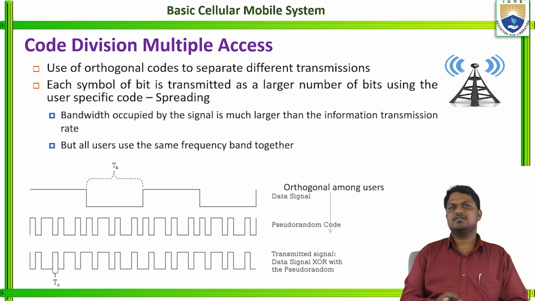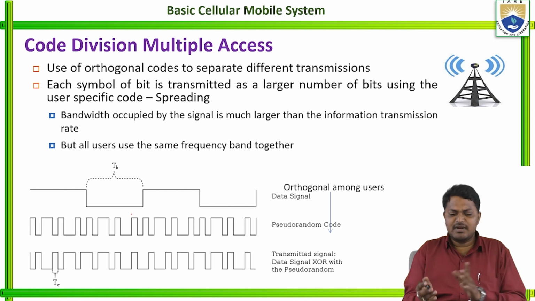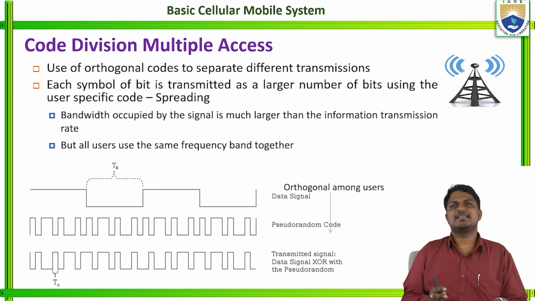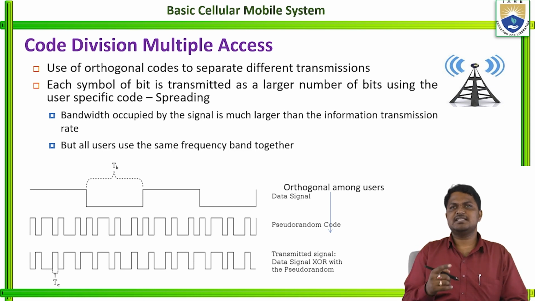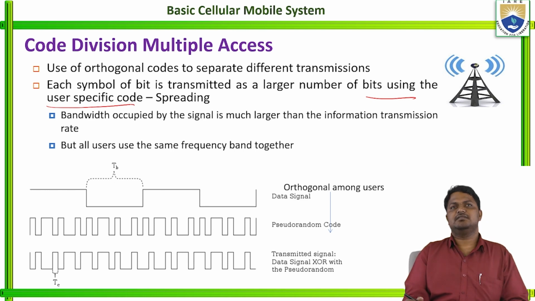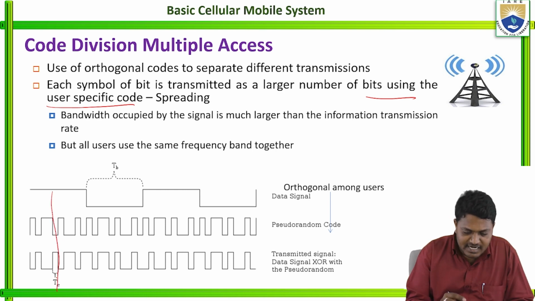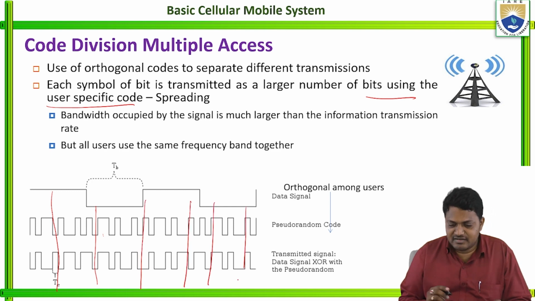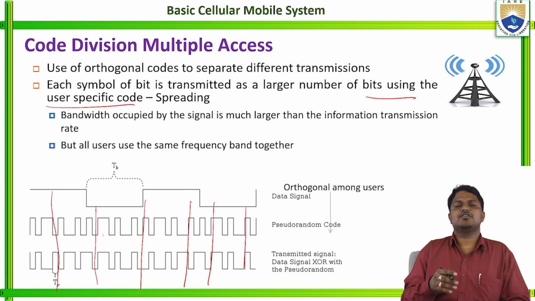Next one is code division multiple access. Here, code division multiplexing uses orthogonal codes to separate different transmissions. Each bit of a symbol is transmitted as a larger number of bits using a specific spreading code. Here we are dividing the complete bandwidth. For example, this is one data code, this is another data, and this is another data. We are transmitting data by using orthogonality only.